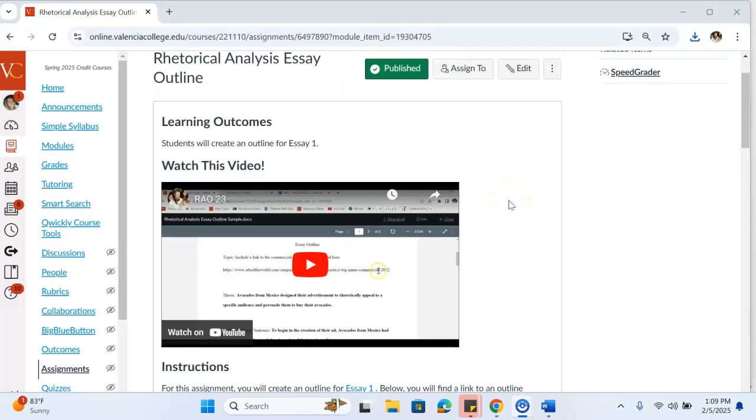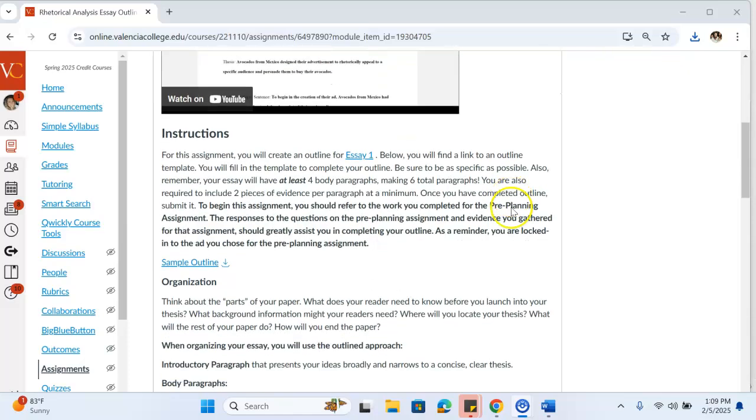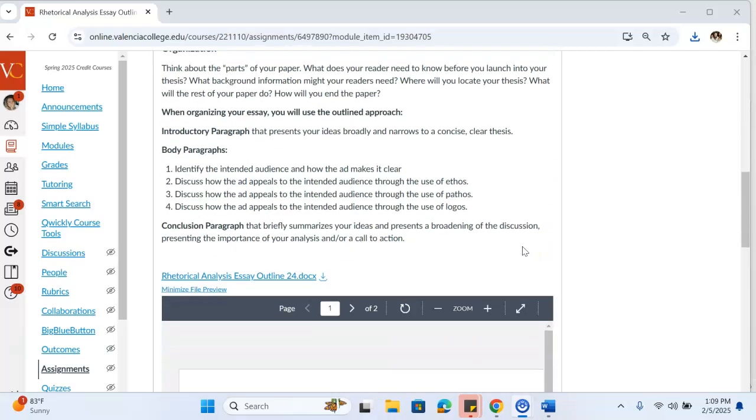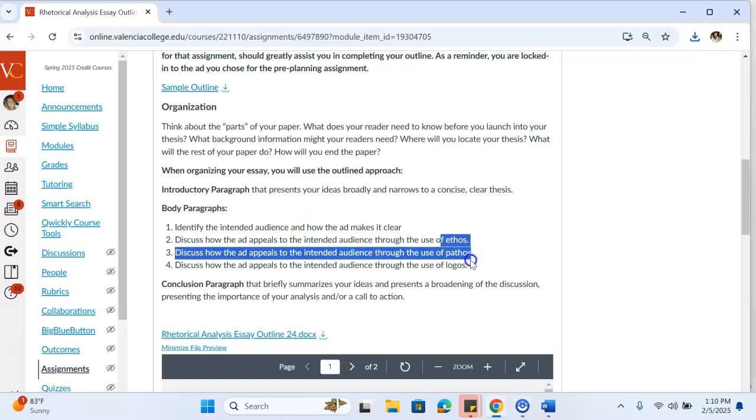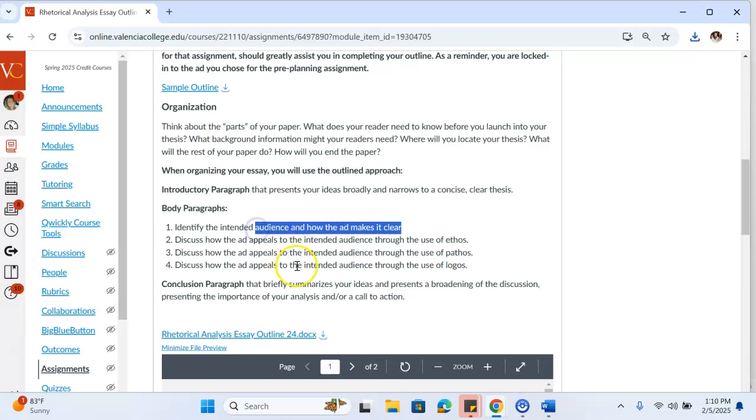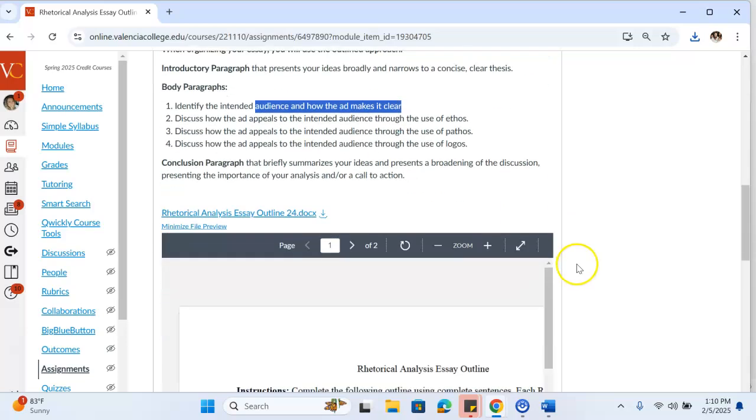For this assignment, you are going to outline your rhetorical analysis essay, where you are going to show how you are planning your paper. As a reminder, you are required to use the organizational pattern that is mandated. That means you'll have an introductory paragraph, your body paragraphs in the following order. You can switch up whether you're talking about ethos, pathos, or logos first, but your first body paragraph has to be about who the audience is and how you know, and then a conclusion paragraph.